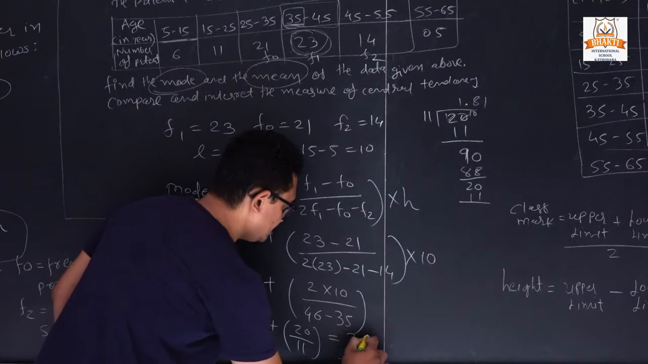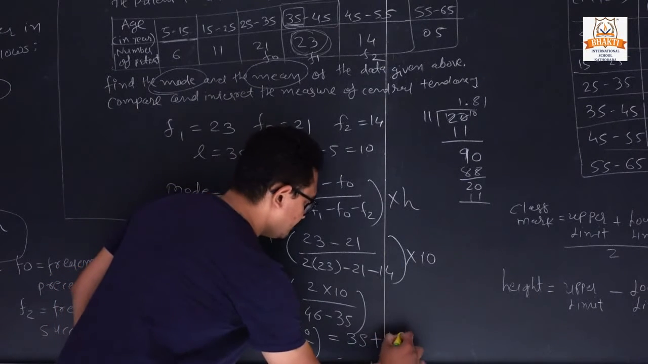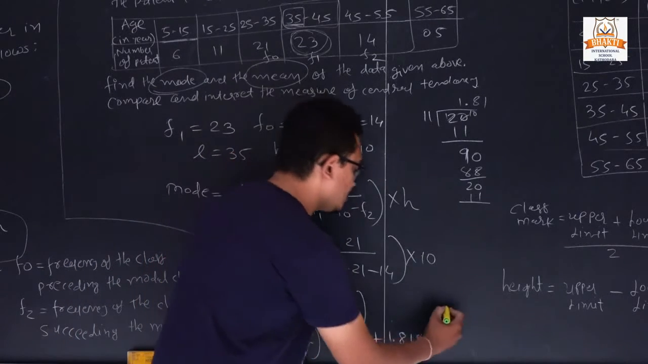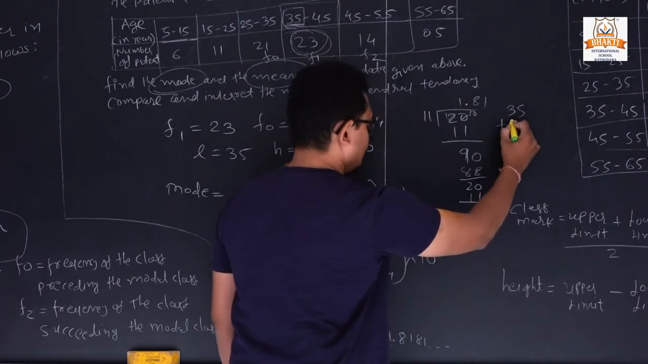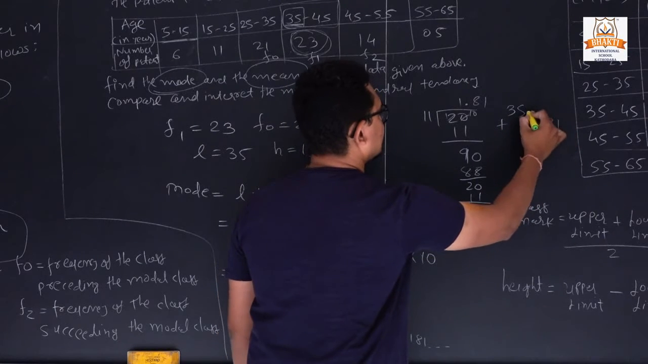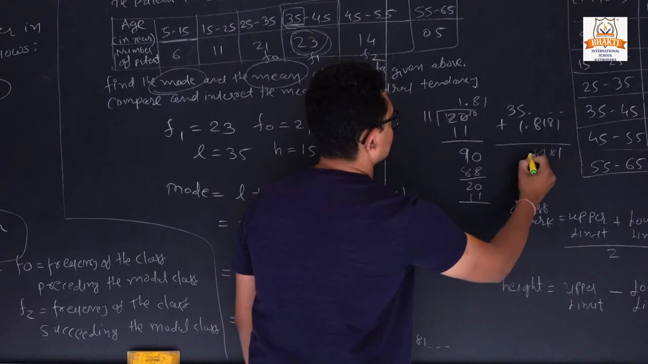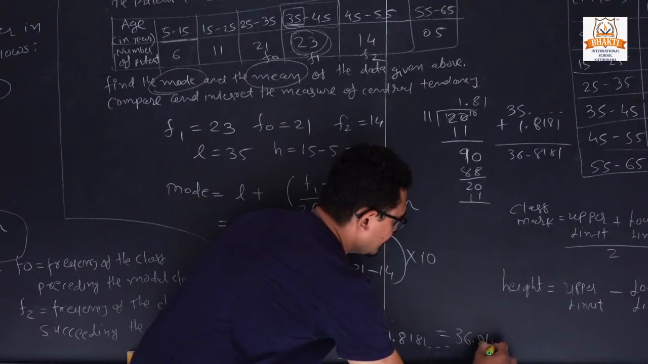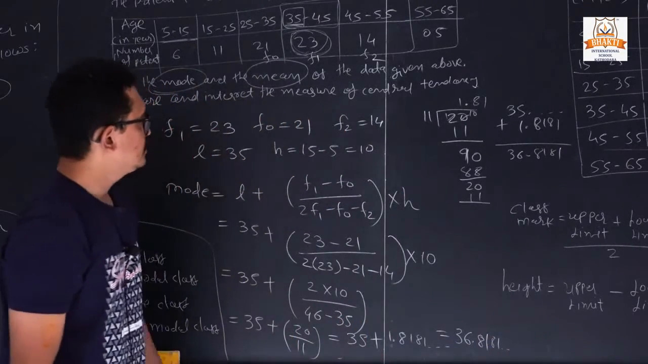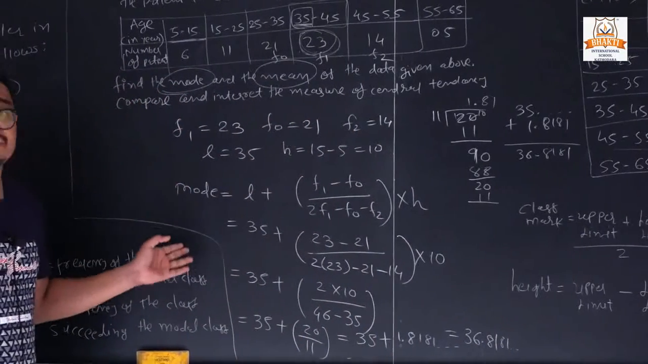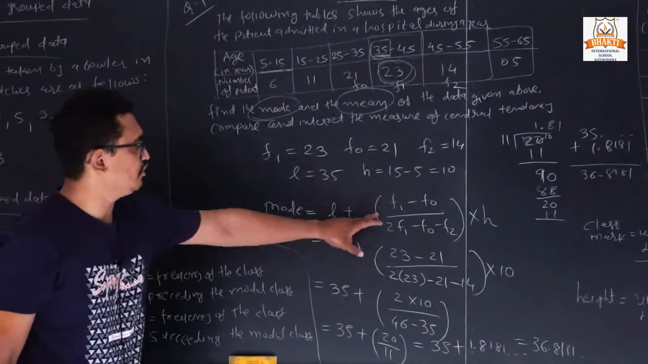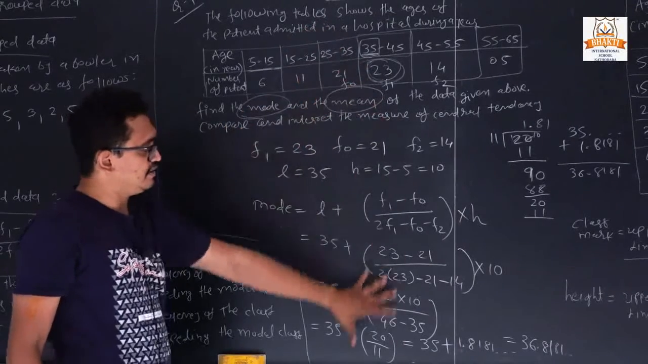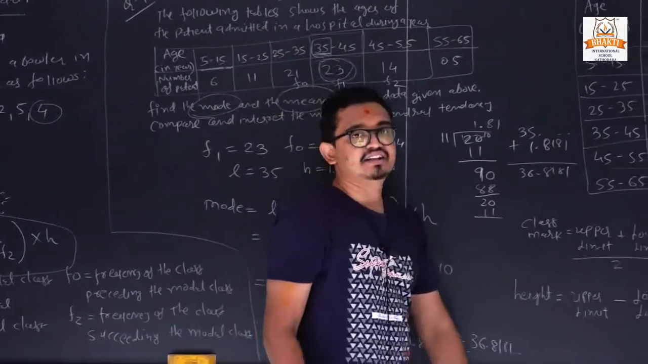So what is our simplification? 35 plus 1.81 like that. So we can add this. So 35 plus 1.8181 like that. So what is our answer? 36.81. So answer it is 36.8181 like that. Clear? So it is very easy. If you want to find out the value of mode, first of all we put the formula, and according to the formula we find the values from that chart, and we simplify that. So answer it is 36.81.